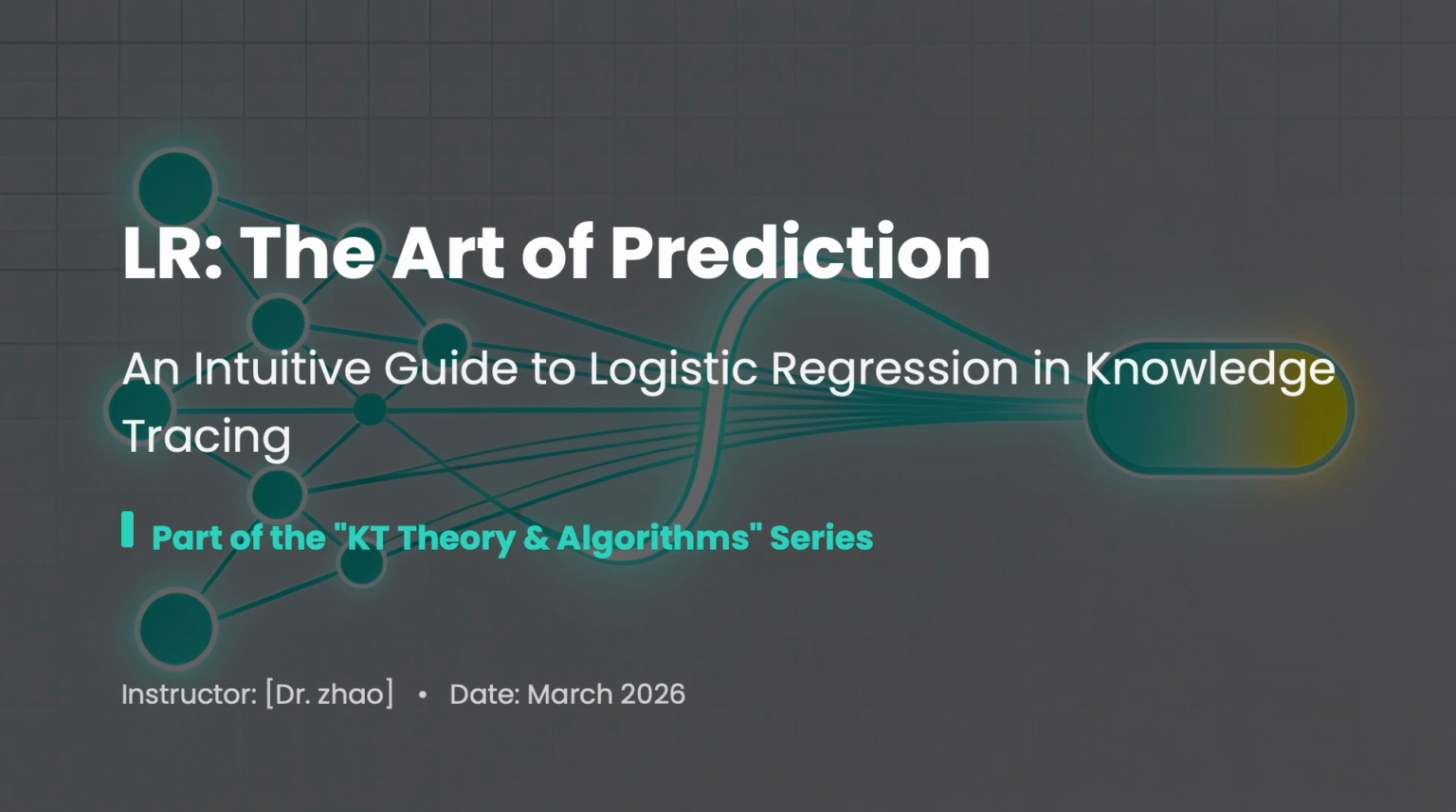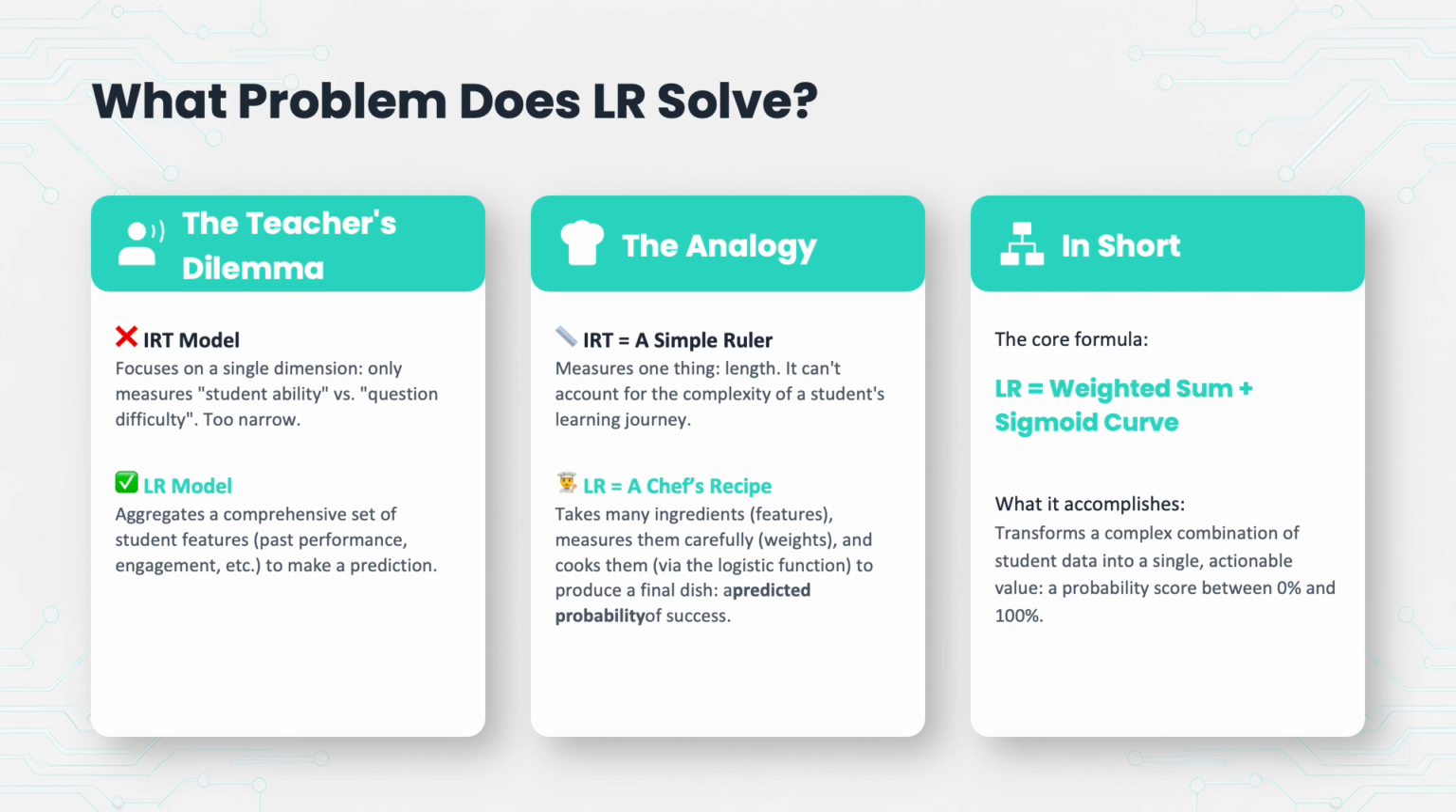Let's dive in. So, what makes LR different from models like IRT? Imagine a teacher trying to predict if a student will get the next question right. The IRT model is like a simple ruler, measuring a single ability score. But LR is more like a chef. The teacher gathers many ingredients, like past performance, time spent, and recent activity, and combines them with specific weights to create a final dish, the probability of success. It's a much richer and more nuanced approach.